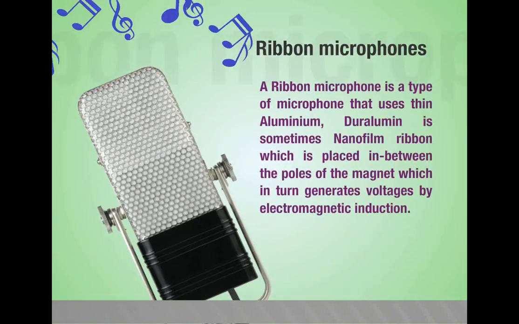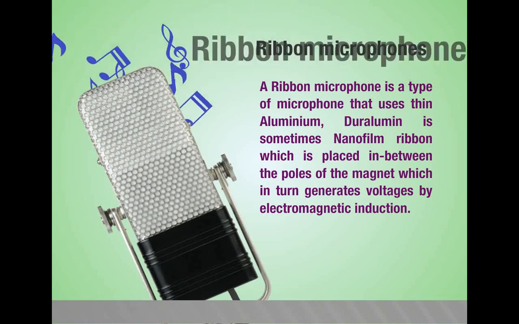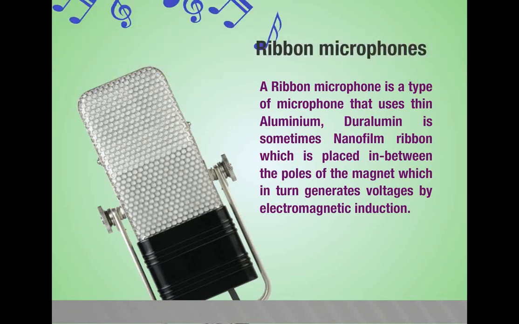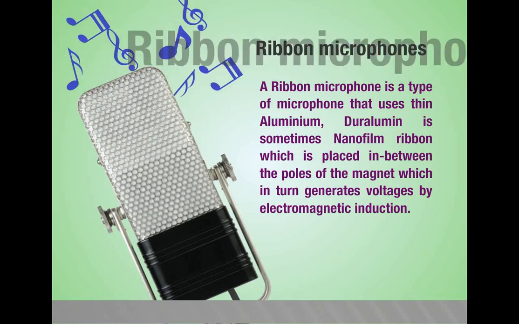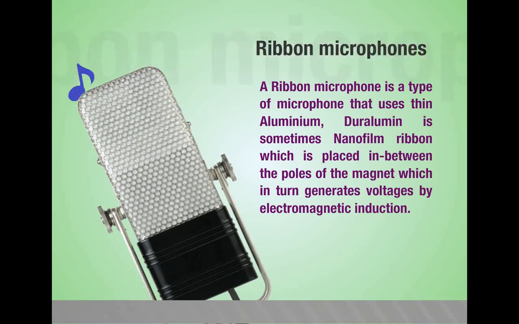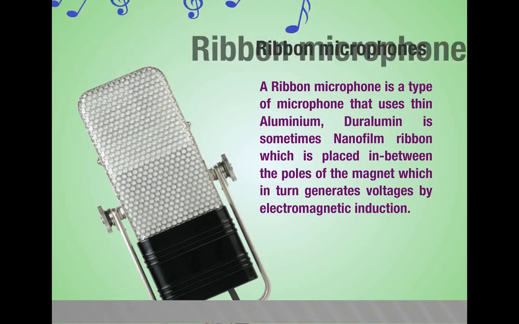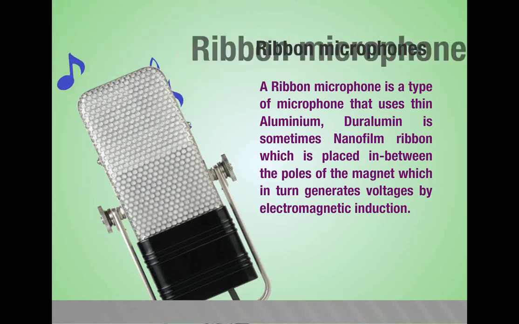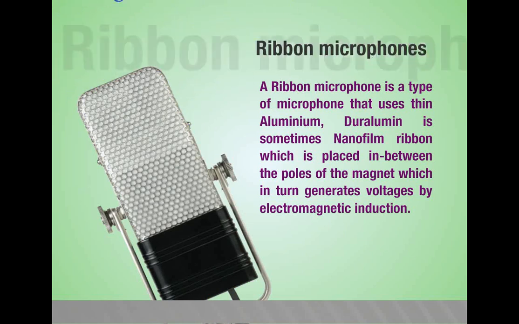Ribbon microphones. A ribbon microphone is a type of microphone that uses thin aluminium, sometimes duralumin or a nanofilm ribbon, which is placed in between the poles of a magnet, which in turn generates voltages by electromagnetic induction.